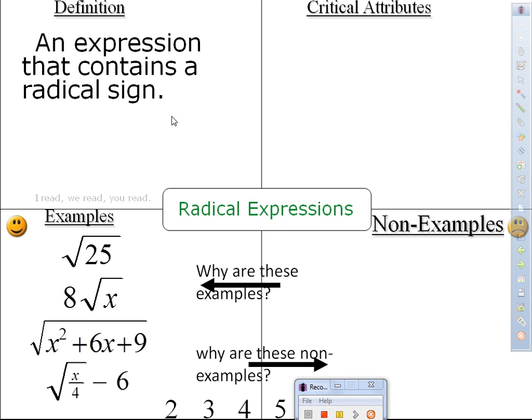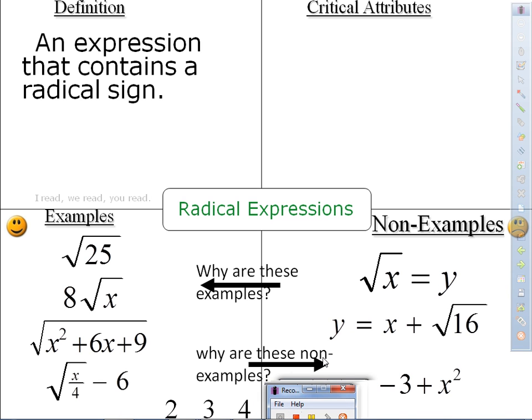So once again, radical expressions are expressions that contain a radical sign. Let me show you non-examples. Non-examples: square root of x equals y, y equals x plus square root of 16, and negative 3 plus x squared.